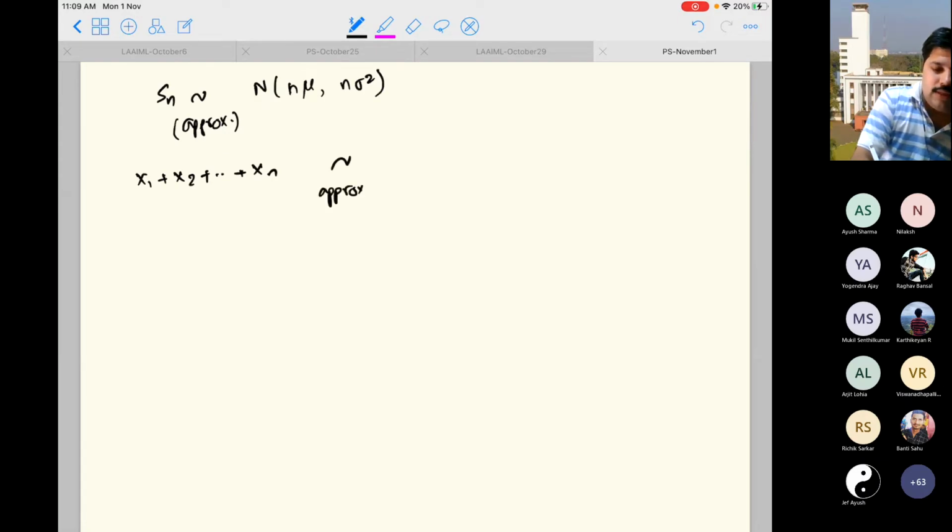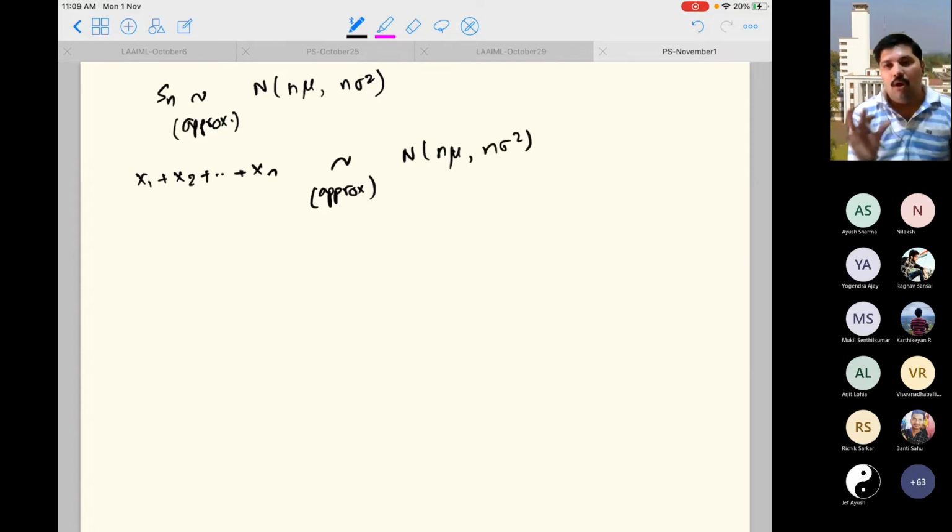This is something that is really very important. Normal n mu and n sigma square. Okay, so that is really the meaning of the central limit theorem. And what does this approximately follows mean?